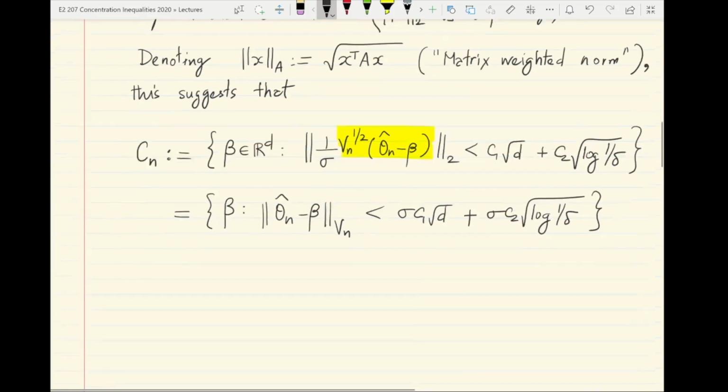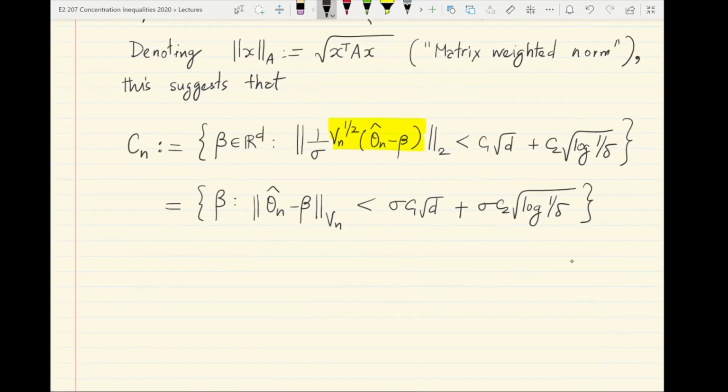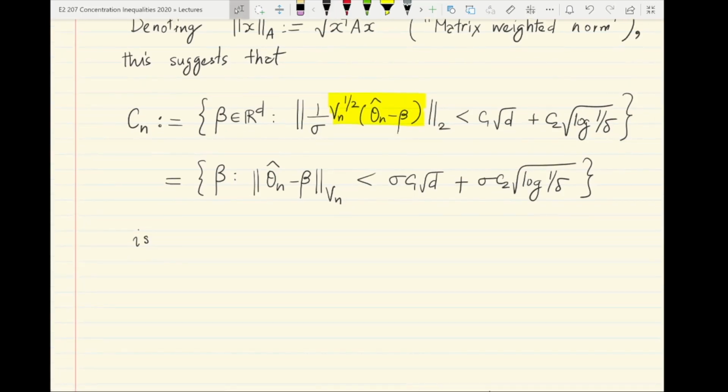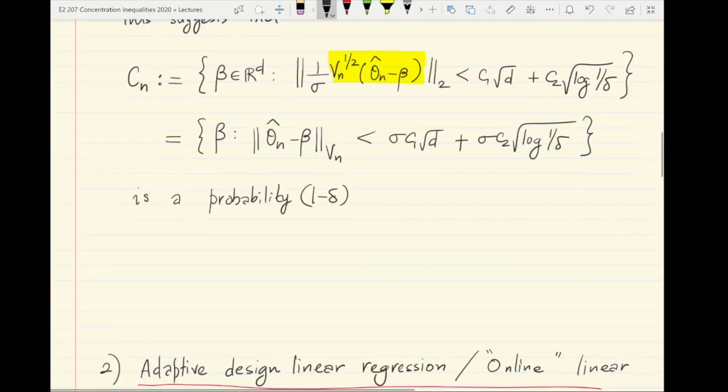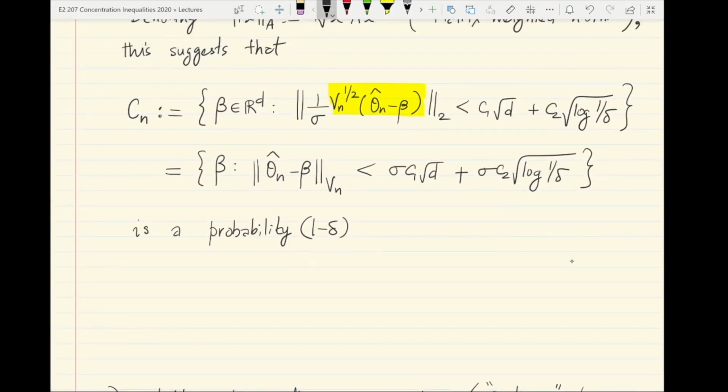So based on your data, you could compute theta hat n and you could also compute Vn. In fact, Vn is known in advance even before collecting the measurements y1 through yn, because it's a fixed design setting. But in any case, this set Cn, which is basically an ellipsoidal set in d-dimensional space, holds with probability 1 minus delta. So what we get from the concentration inequality above is that this particular set Cn is a probability 1 minus delta confidence set.